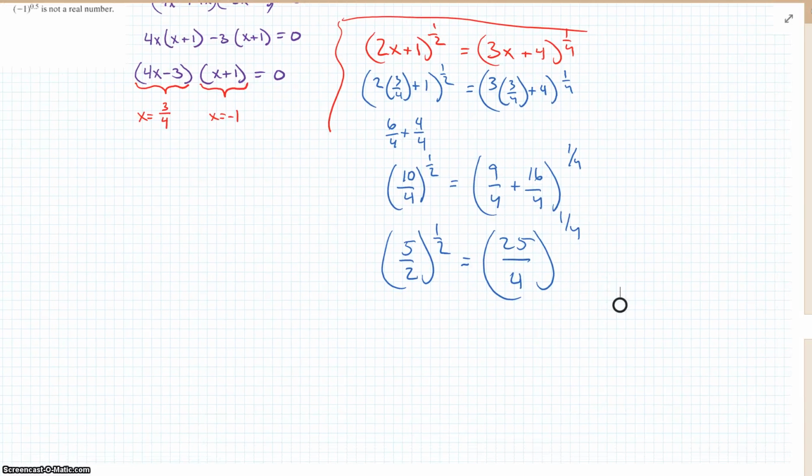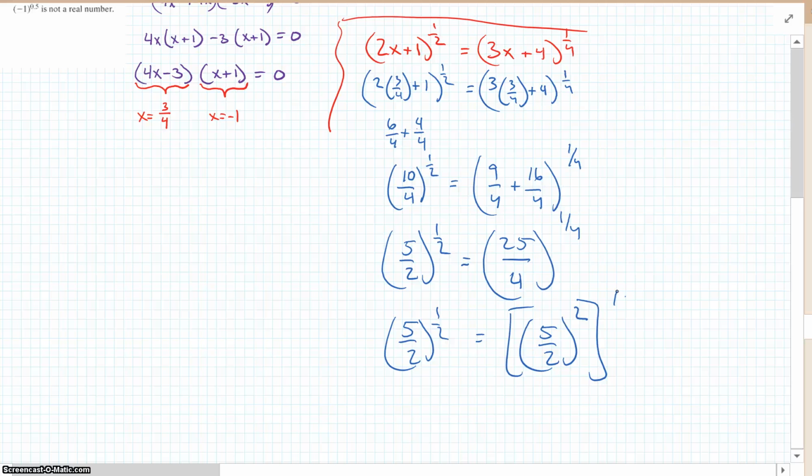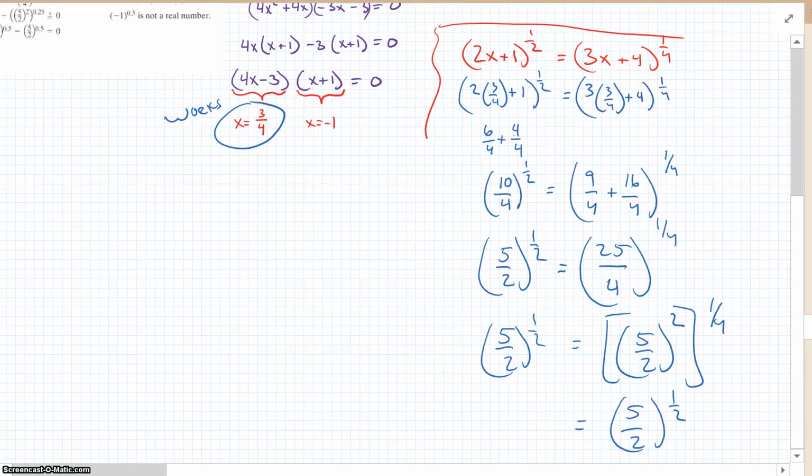Okay. Well, let's look at this real quick. Can I make this (5 over 2) to the 1/2 power? Can I say this is 5 squared over 2 squared? Or even better yet, say (5 over 2) squared to the 1/4 power? I can. So when I reduce it, 2 over 4, it's (5 over 2) to the 1/2 power as well. So 3/4 works. Now let's try negative 1.